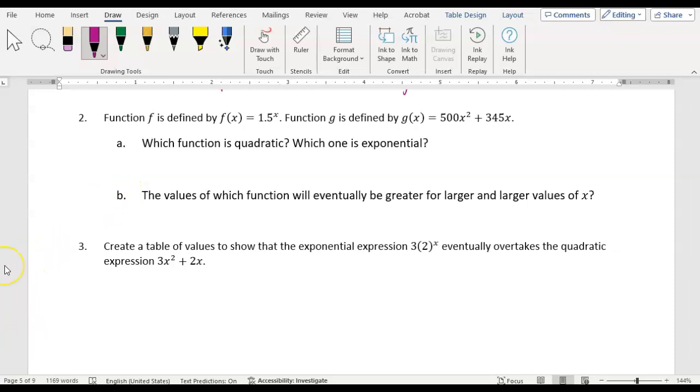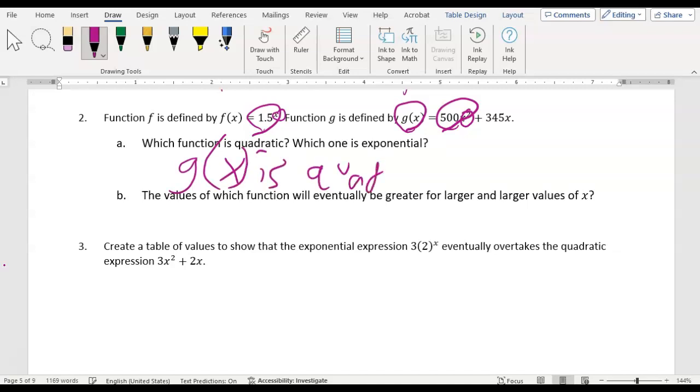Hey guys, another video with Ben with quadratic functions, and we're going to be doing number 2 here. Okay, which function is quadratic and which one is exponential? Okay, here we have g of x is obviously quadratic because we got this little squared term right there. And f of x is obviously exponential because it has that little thing. So, g of x is quadratic. This is really hard. And f of x is exponential.